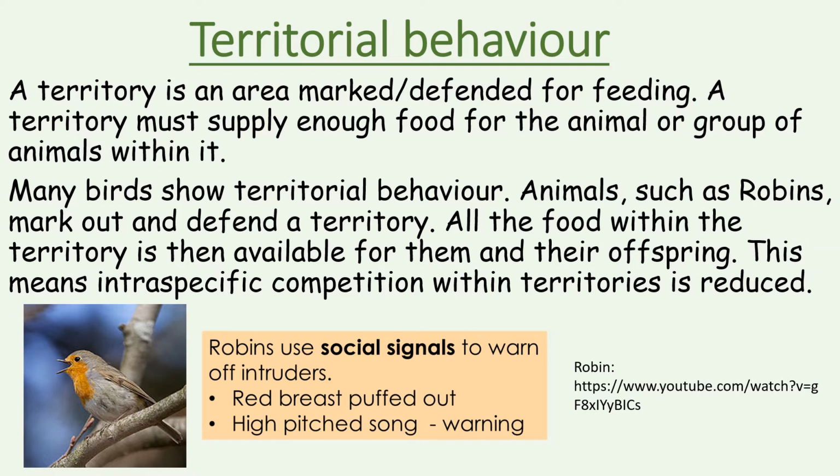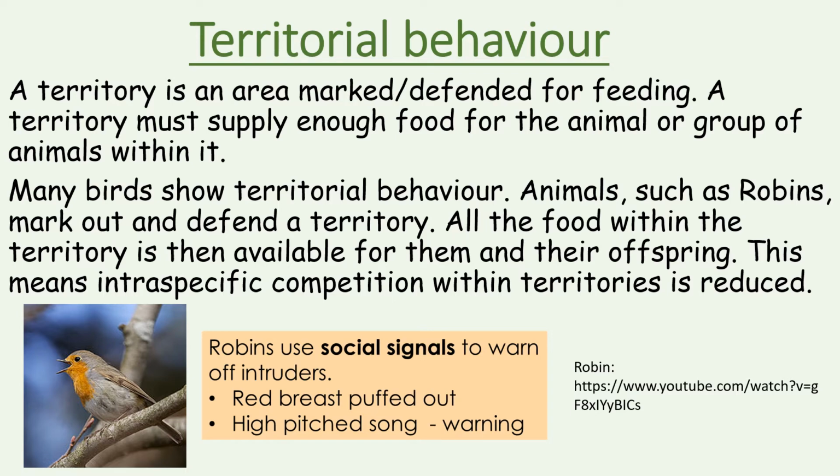So to reduce this intensity, the species can set up territories and that reduces competition. So a territory is an area marked and defended for feeding. So a territory must supply enough food for the animal or group of animals within it.